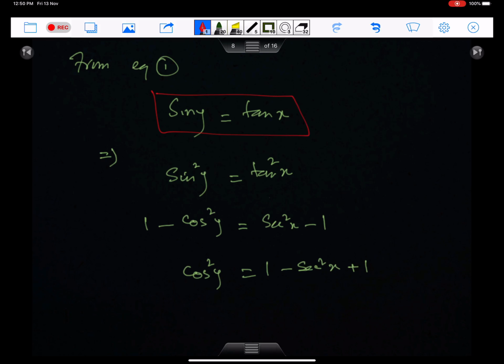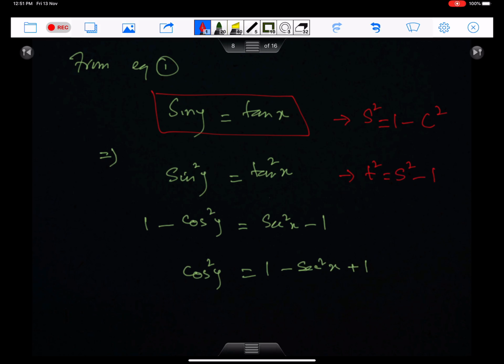Since I need cos y, therefore I have to square on both sides, because I want to use this identity: sine square x is 1 minus cos square x. So in order to use this identity, we have to square on both sides. So by squaring on both sides, we have sine square y equals tan square x. So sine square y will become 1 minus cos square y according to this identity. And tan square x is, this is the identity of tan square x, it's sec square x minus 1.